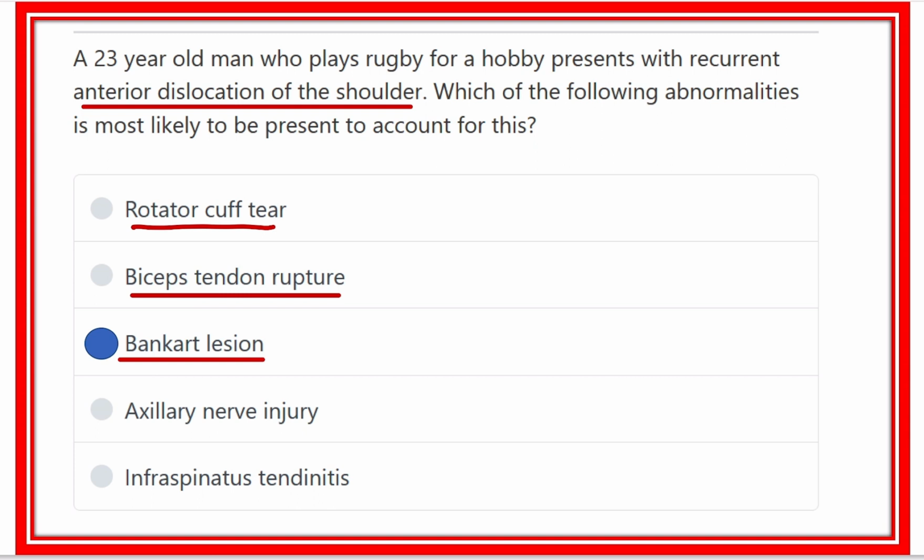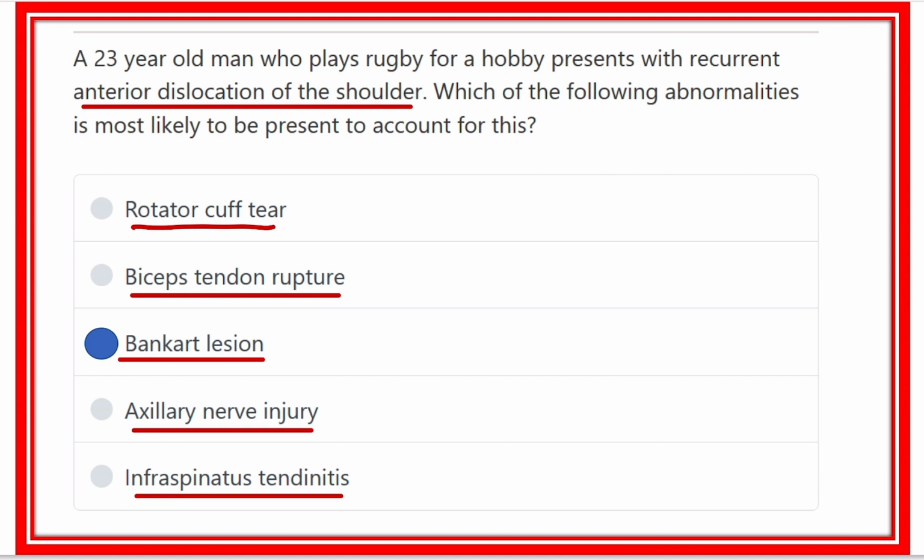And axillary nerve injury: in this case abduction will also be lost, and the sensation of the badge area will also be lost, because the axillary nerve supplies sensation to the badge area of the arm and the muscles around the shoulder joint. And infraspinatus tendinitis: in tendinitis there is inflammation of the tendon but no dislocation, whereas in this case the x-ray shows anterior dislocation of the shoulder.